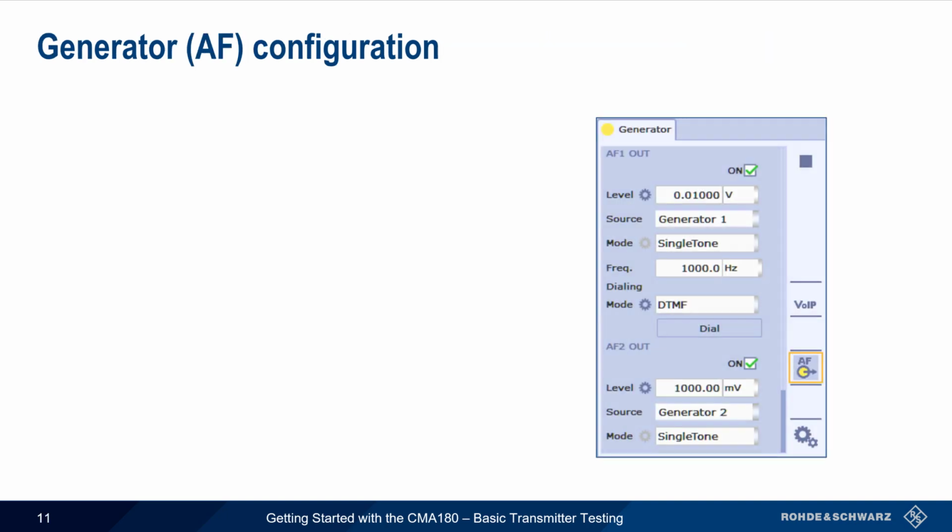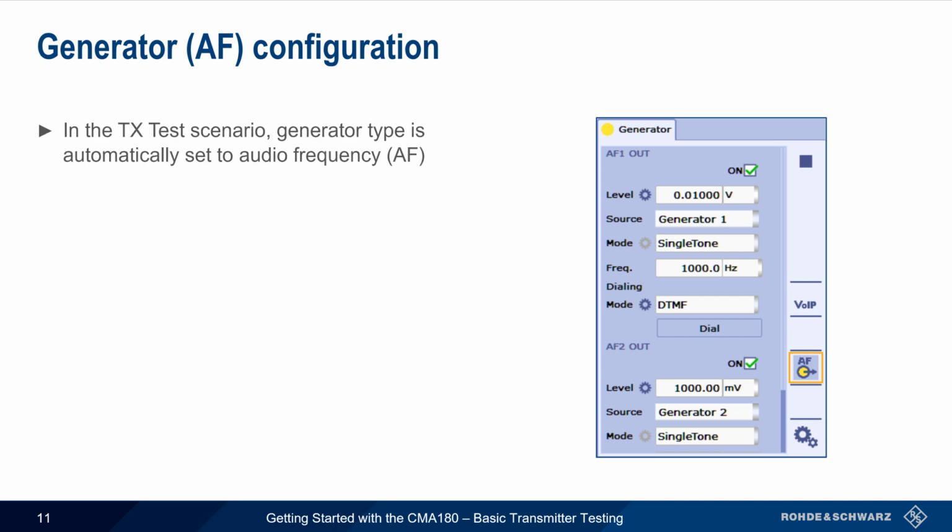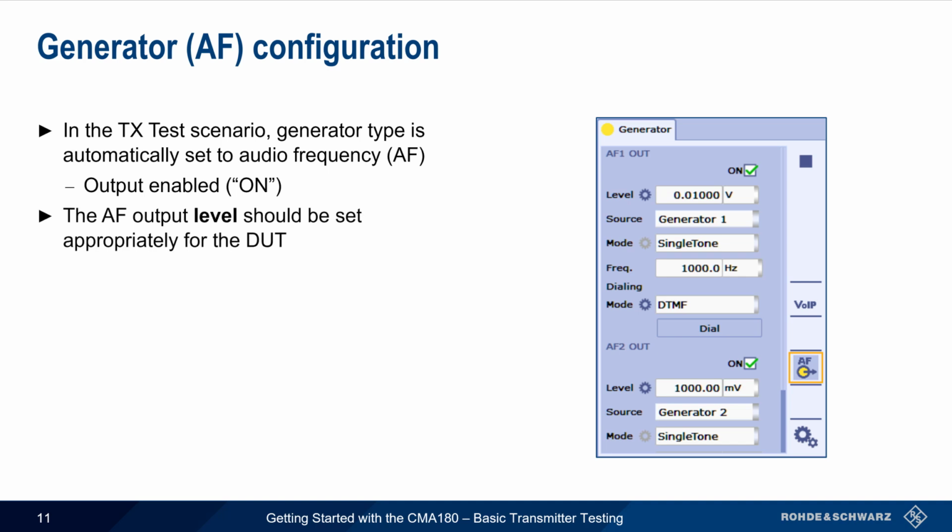Let's start with generator configuration. In the transmit test scenario, the generator type is automatically set to audio frequency, with output enabled. The most important DUT-specific configuration parameter is the AF level, which must be set appropriately for the given DUT. Most two-way radios expect an audio input signal level on the order of tens or hundreds of millivolts.